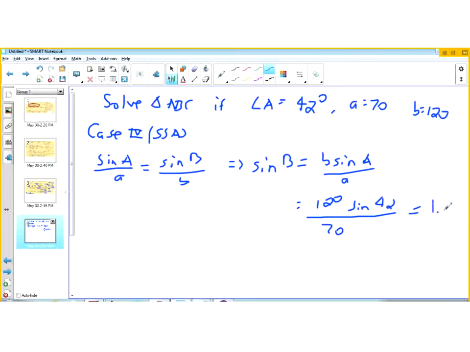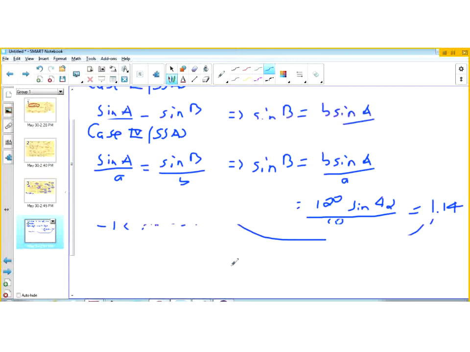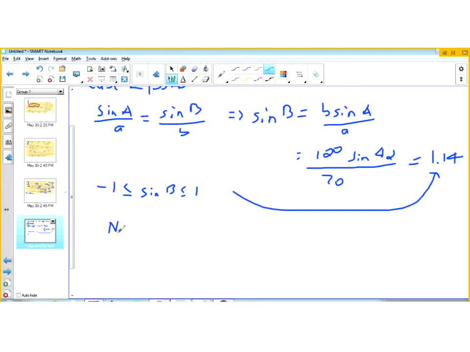All right, so now recall the range of the sine function. We know that the sine function is always between -1 inclusive and 1. So if your sine is 1.14, that can't happen. The sine can never be greater than 1. So thus we have no triangle. So in this case 4, no solution. This is an impossible triangle to draw. This is not a triangle.